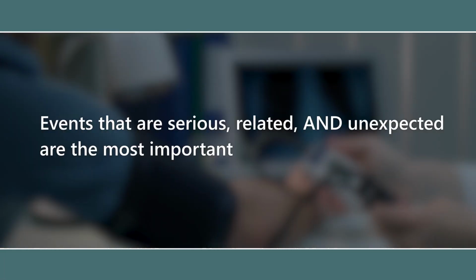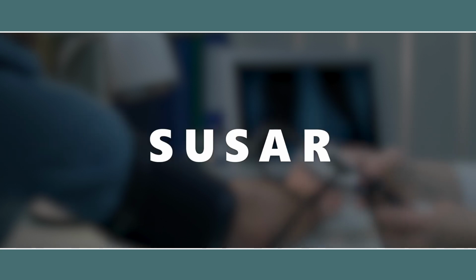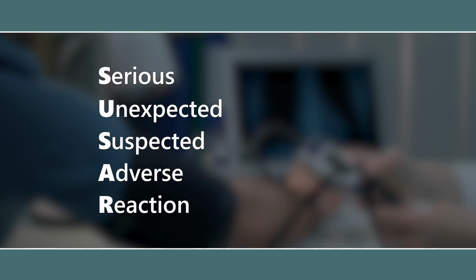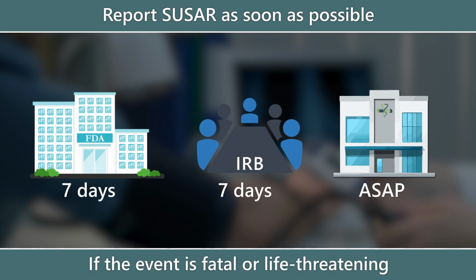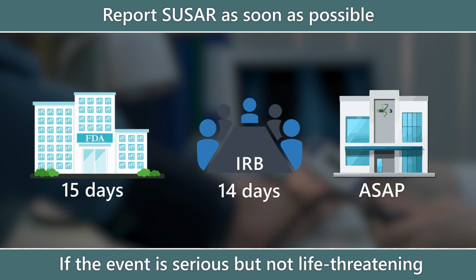Events that are serious, related, and unexpected are the most important. These are called SUSARs, which is an FDA term that stands for serious, unexpected, suspected adverse reactions. SUSARs should be reported to the FDA, IRB, and the manufacturer as soon as possible. If the event was fatal or life-threatening, it needs to be reported to the FDA and IRB no more than 7 days after you find out. If the event was serious, but not life-threatening, it should be reported to the FDA no more than 15 days, and to the IRB no more than 14 days after you find out.